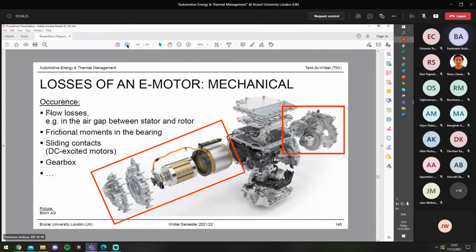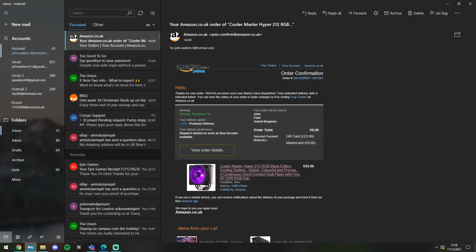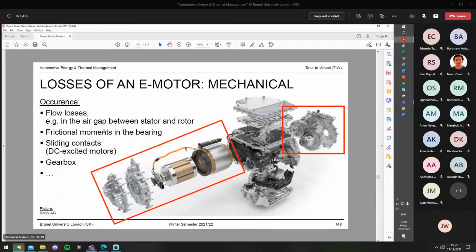Then there are also mechanical losses to consider. First of all, flow losses. For example, do you have a question? No. So please let me know if there's a question, okay? And anytime ask.